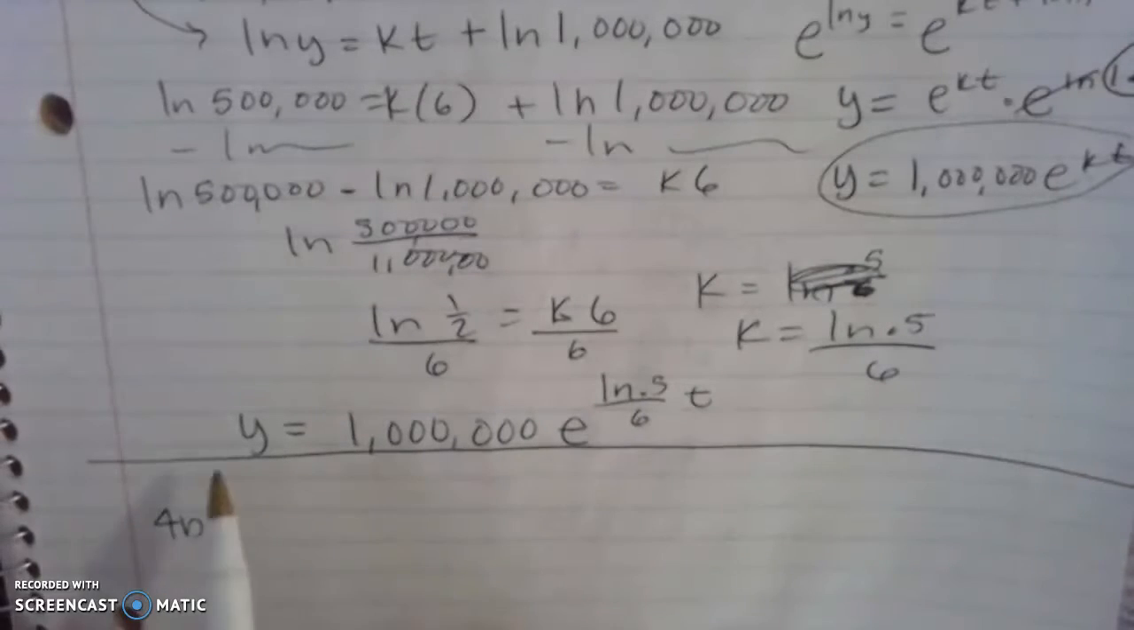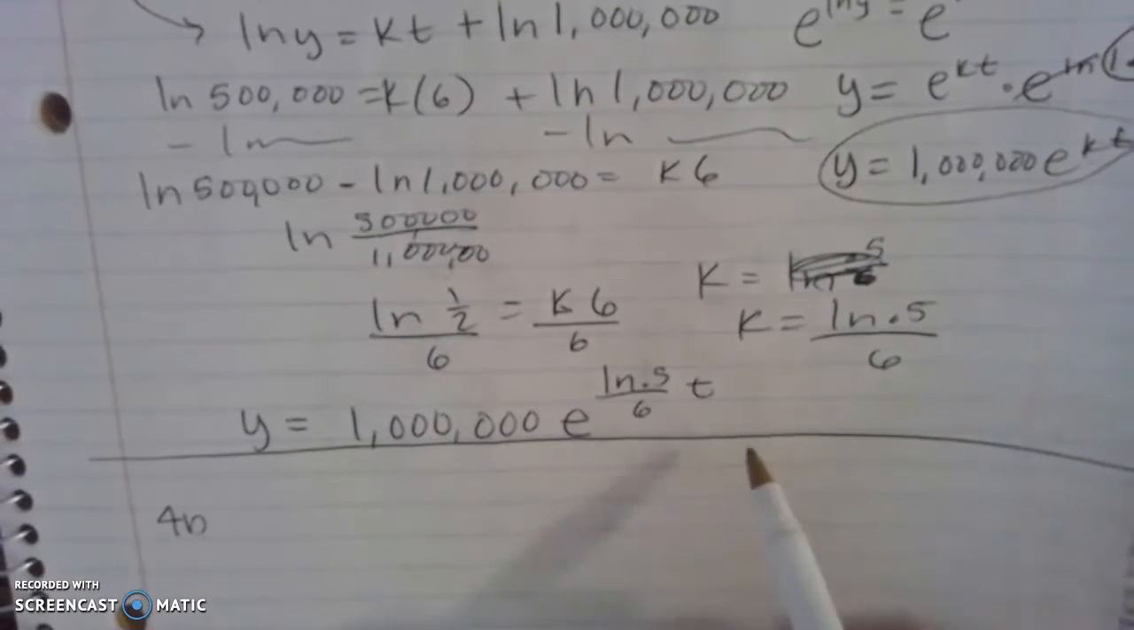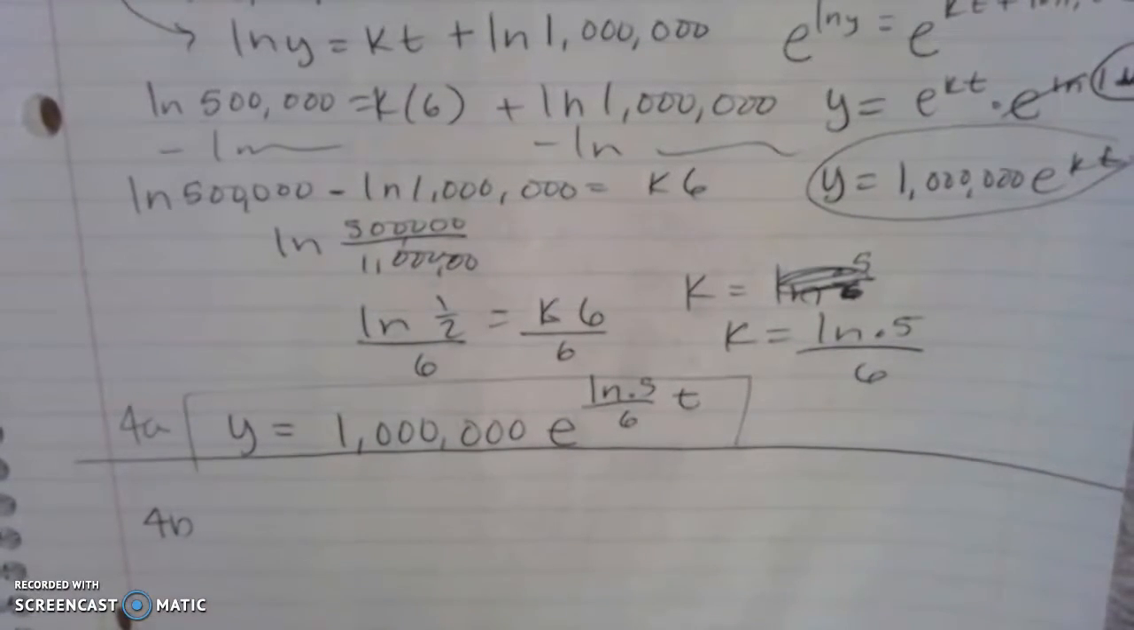All right, in the previous video, we just barely found that equation before time cut me off, but here it is, and that's part 4a. In 4b, the question says, at what rate is the amount of oil in the well decreasing when there are 600,000 gallons of oil remaining?